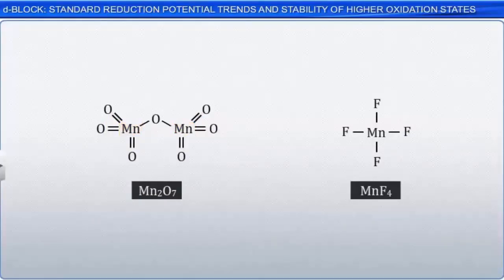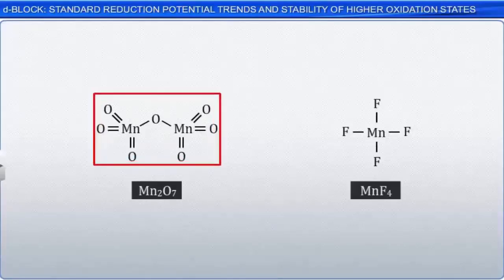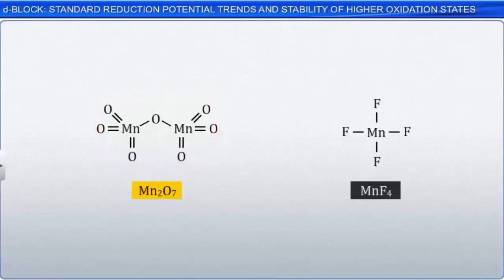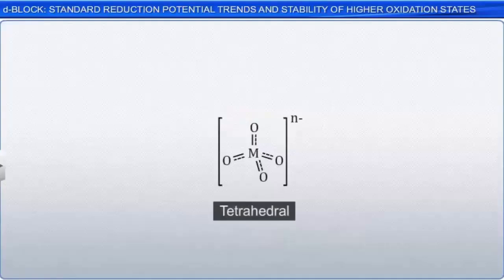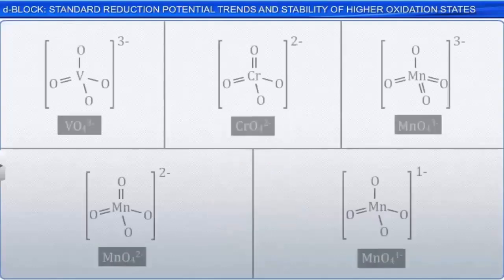This ability can be clearly seen in the covalent oxide, manganese heptoxide. In this compound, each manganese atom is surrounded by 3 doubly bonded oxygen atoms, including an Mn-O-Mn bridge. Similarly, oxygen also forms double bonds in the tetrahedral MO4 n- ions, known for vanadium 5, chromium 6, manganese 5, manganese 6 and manganese 7 ions.